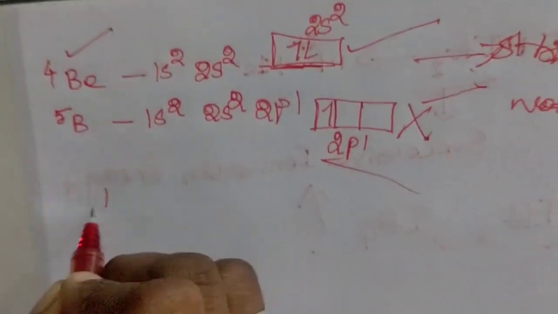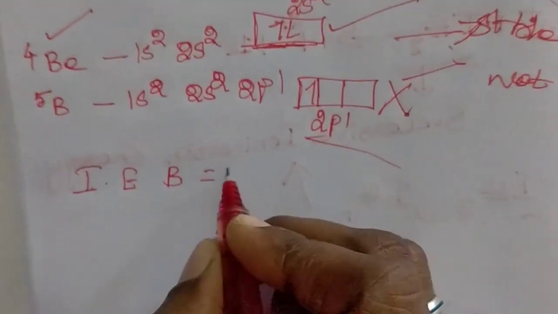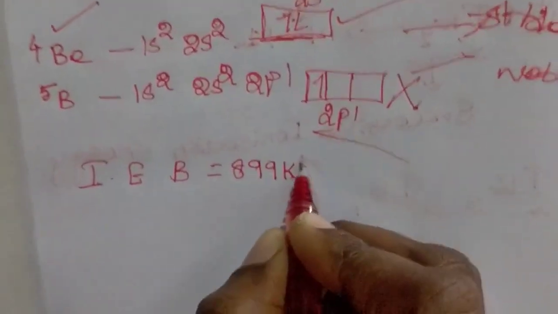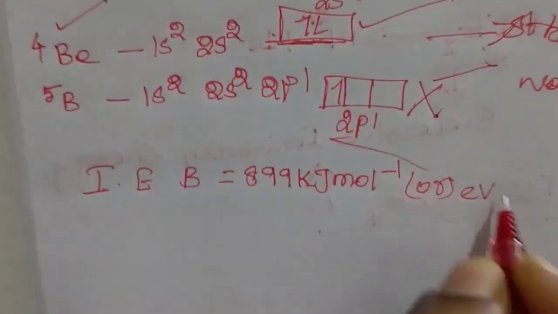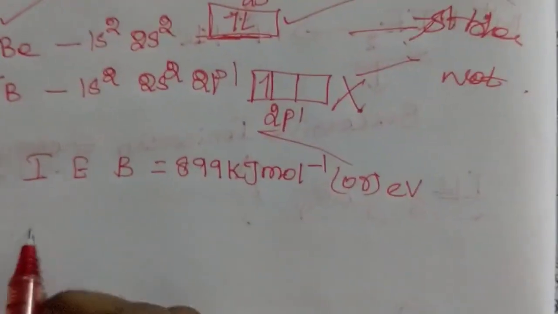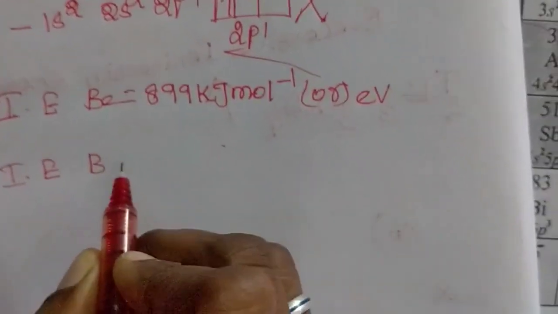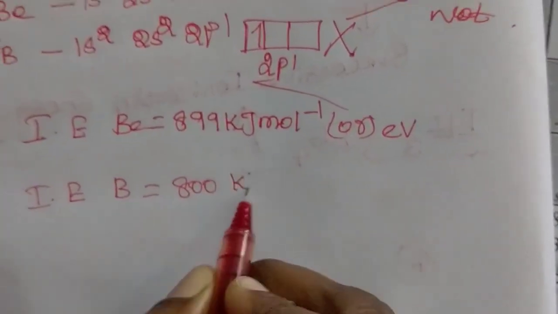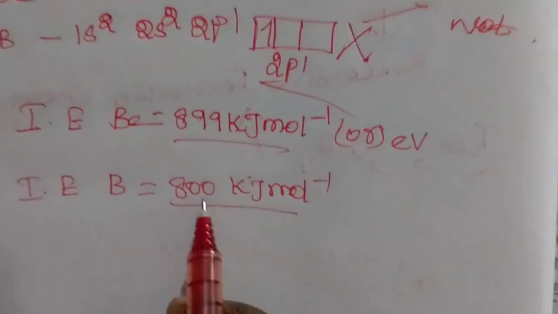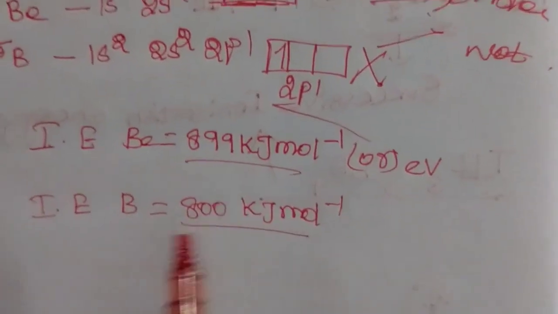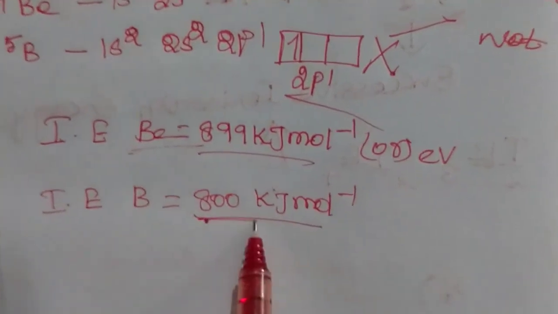So the ionization energy of beryllium is 899 kilojoule mole power minus 1, or we can say this one is in electron volts. The ionization energy of this is beryllium, and for boron it is 800 kilojoule mole power minus 1. You can compare these two. Which one requires more energy? Beryllium requires more energy, and boron requires less energy.